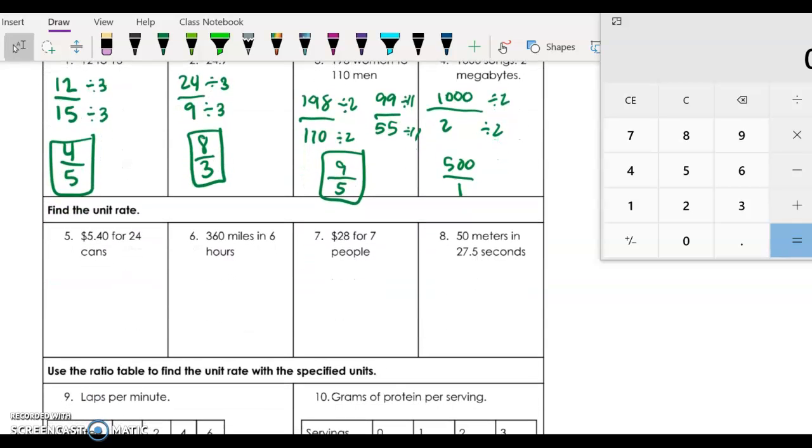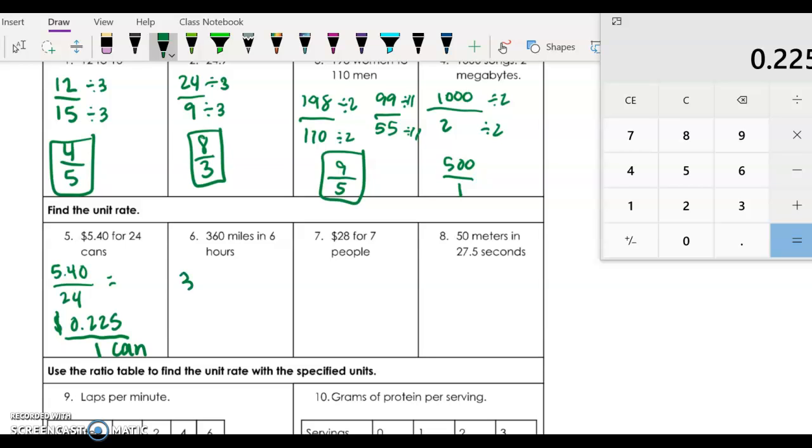All right, so now we're going to write unit rates. And so unit rates, remember, our first number always goes on top. That's our numerator divided by our denominator. So we have 5.40 divided by 24 cans. And this gives us 0.225 for 1 can. And so I'm going to make sure that I write my labels.